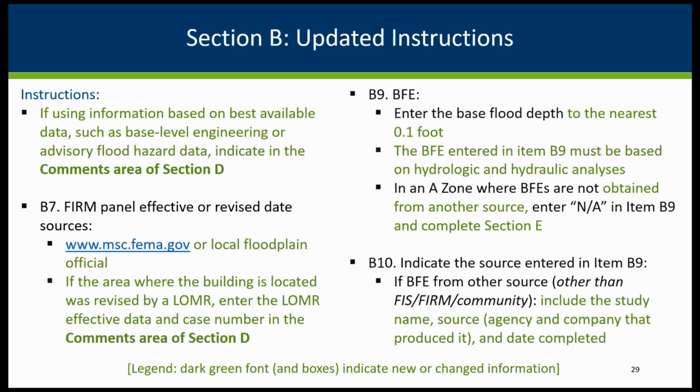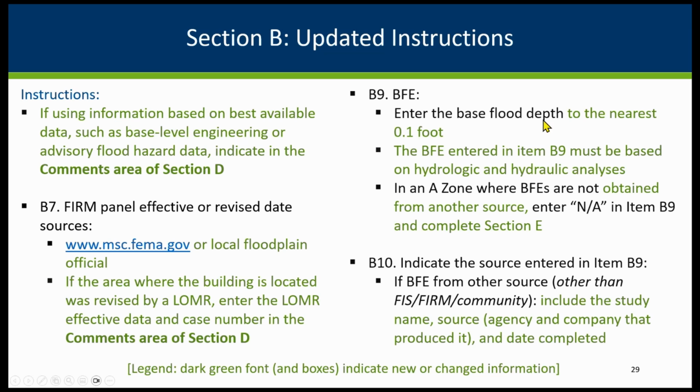For B7, this is where you enter the FIRM panel effective or revised date. You can get that right off of the FIRM panel. If you don't have a copy of those maps, you certainly can view those on FEMA's Map Service Center, or if you're a surveyor, you could talk with your local floodplain official. Keep in mind, if the area where the building is located was revised by a LOMR, do not enter the LOMR date for B7, but we do want you to enter that LOMR effective date and case number in the comments area of section D.